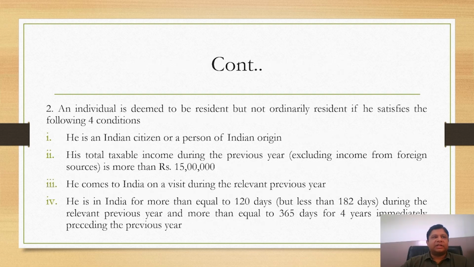Moving further, an individual is deemed to be resident but not ordinarily resident if he satisfies the following four conditions. He is an Indian citizen or a person of Indian origin. His total taxable income during the previous year, excluding income from foreign sources, is more than 15 lakh. He is not liable to be taxed in any other country, and he comes on a visit to India during the relevant previous year. Fourth, he is in India for more than or equal to 120 days but less than 182 days during the relevant previous year, and for more than or equal to 365 days during the 4 years immediately preceding the previous year.